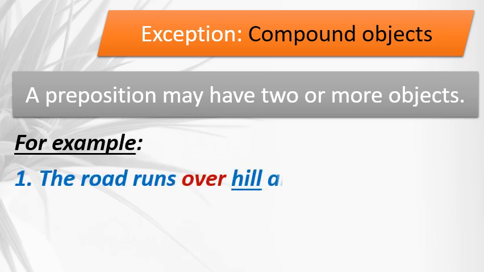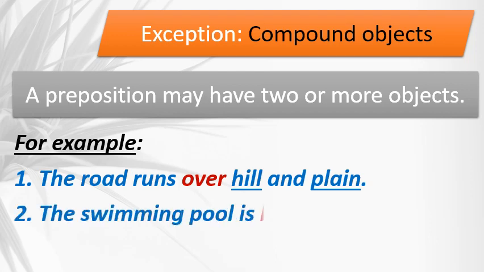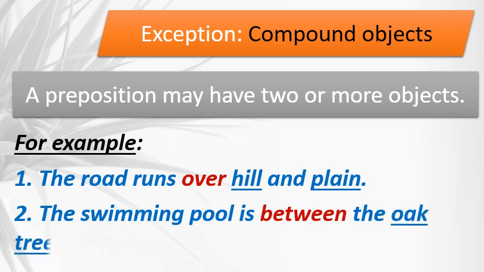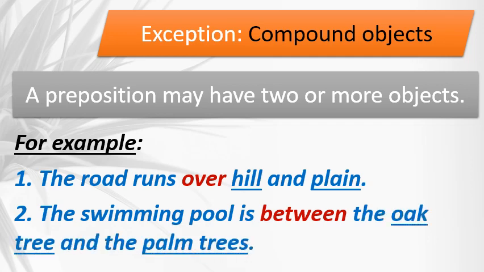Number 1, the road runs over hill and plain. Number 2, the swimming pool is between the oak tree and the palm trees. So as you can see, the highlighted words are the prepositions, but hill, plain, oak tree and palm trees, these all are objects of the preposition.